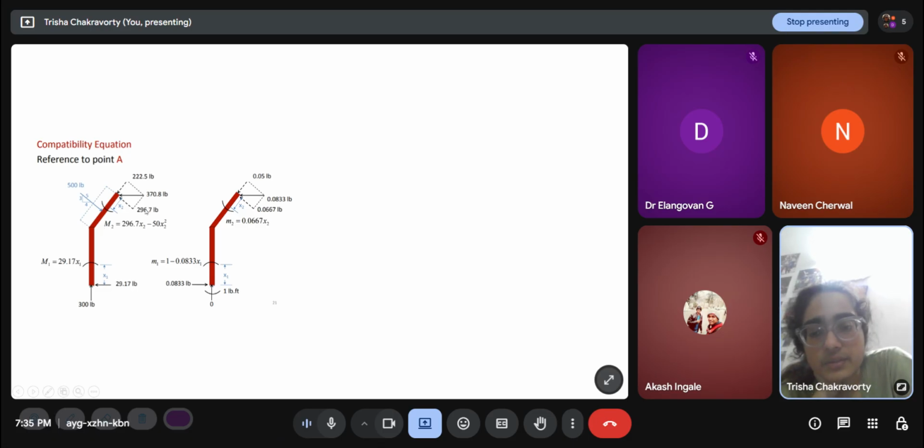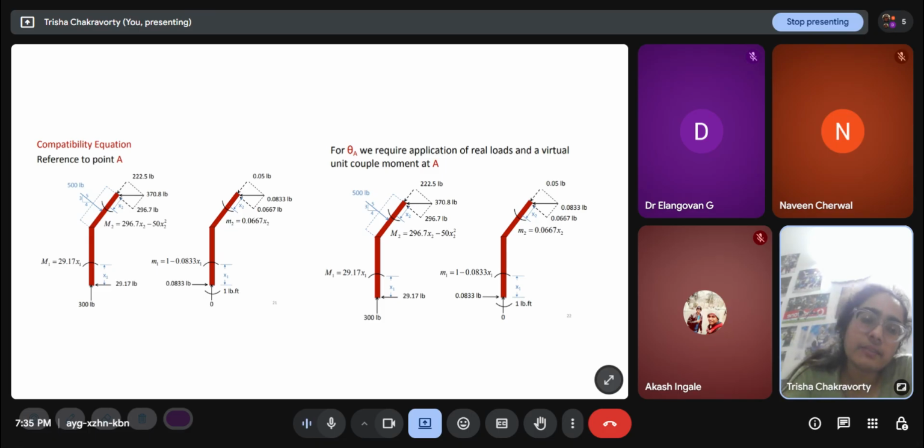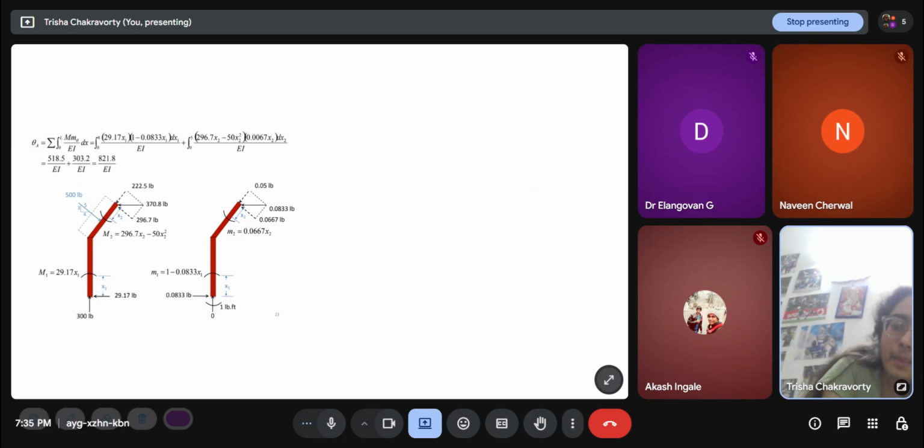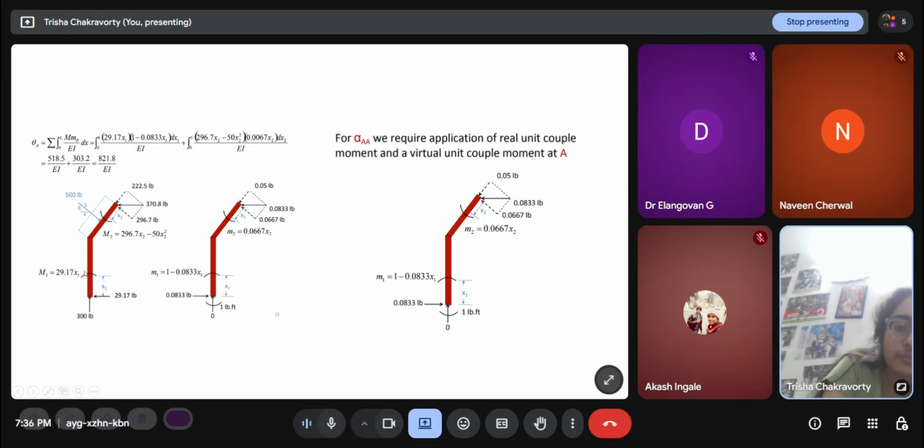The 370 pounds is split into two, and this is easy to understand. And once you have split them, similarly, the moment will only be due to the component which is perpendicular to the axis. For theta, we require application of real loads and a virtual unit couple at A. So m into m theta by EI, we integrate it over 0 to L, and we add for x1 and x2. And for alpha AA, we require application of a unit couple moment.